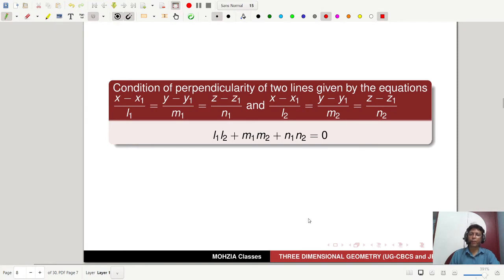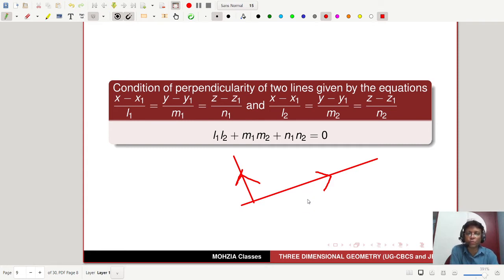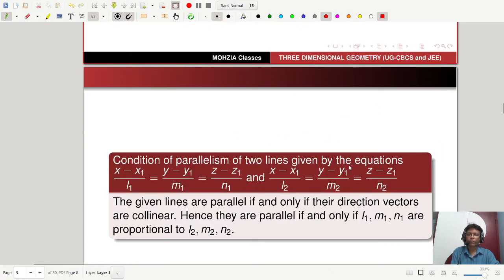Now, what is the condition of perpendicularity of two lines? As usual, it's very simple. If two lines are perpendicular, that means their direction vectors are perpendicular. That means if l1, m1, n1 and l2, m2, n2 are the direction cosines of the two lines which are perpendicular, then the dot product should be 0. That is the only condition of perpendicularity, right? So the condition of perpendicularity of two lines is l1 l2 plus m1 m2 plus n1 n2 equal to 0.